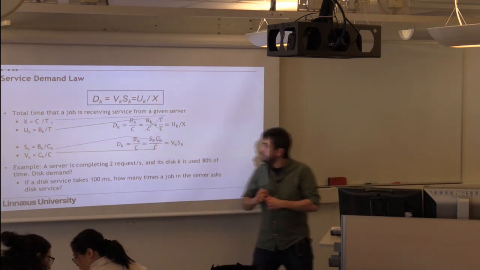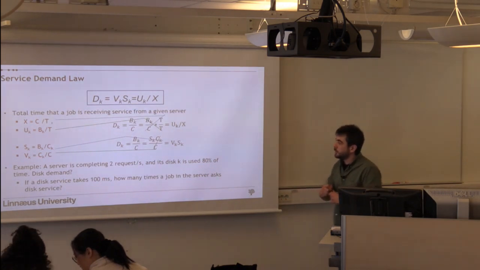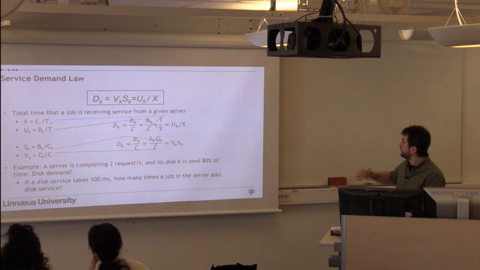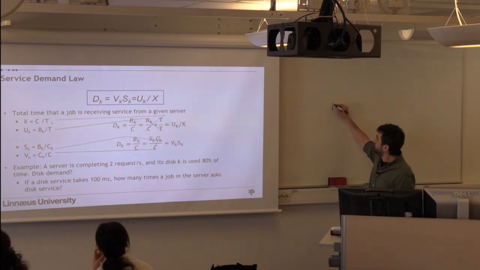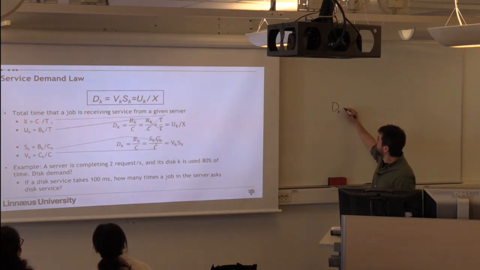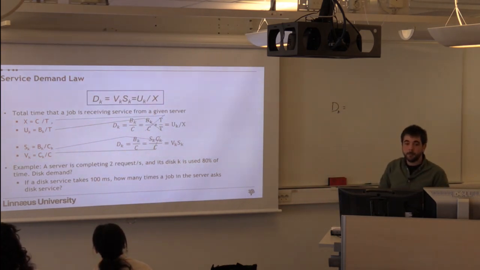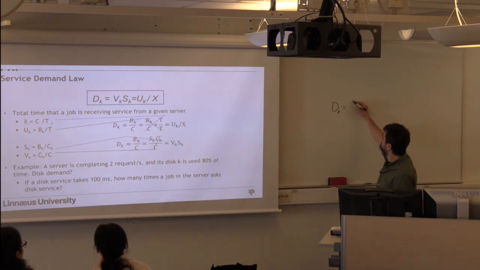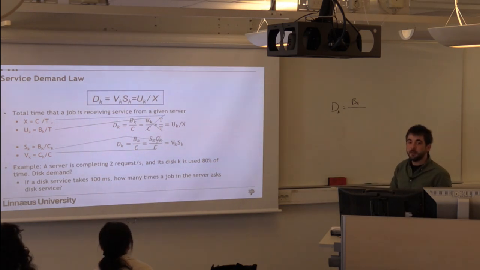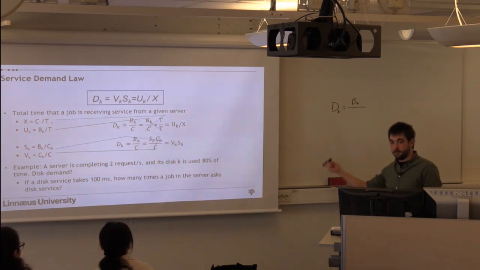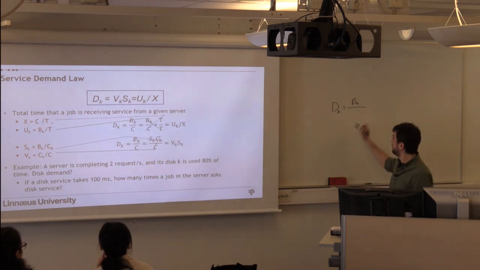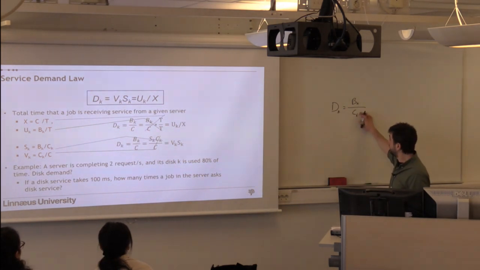The demand is defined by the amount of time the server was busy divided by the number of completions of the system, not of that resource. C, not C sub k.